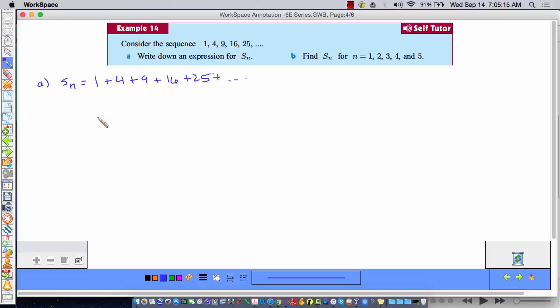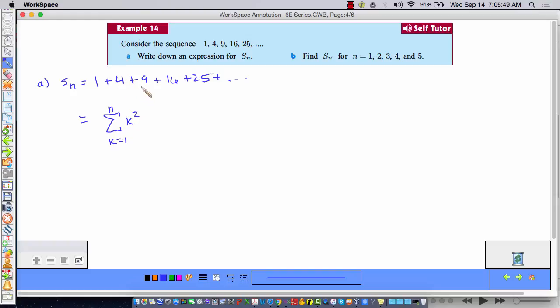Well, we can use sigma notation if we recognize these as perfect squares. We can write these in the form, using the sigma here, from k equals 1 to n, because this doesn't end. Well, k is going to be our variable, k squared. So when k equals 1, I get 1 squared. When k equals 2, I get 2 squared, or 4.